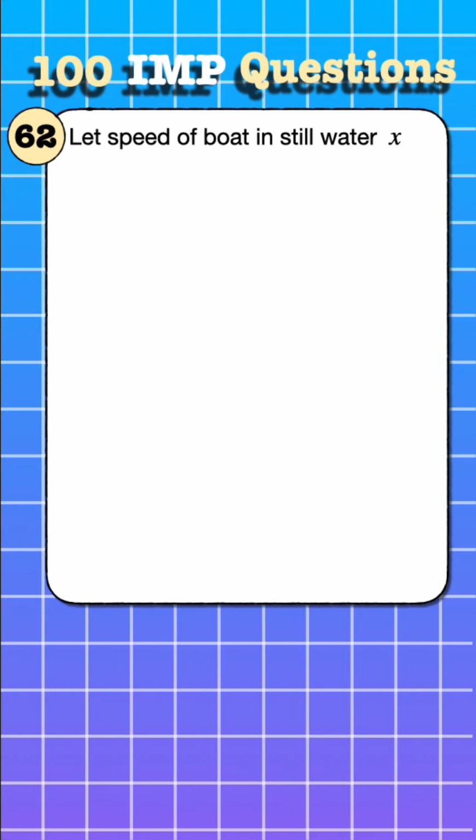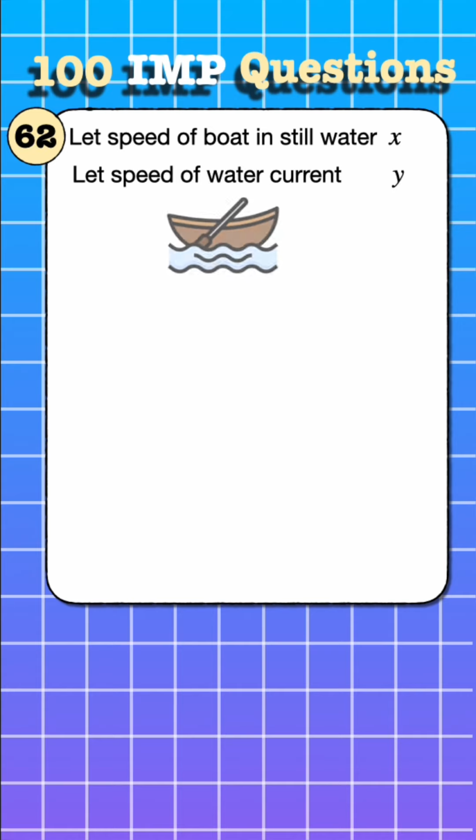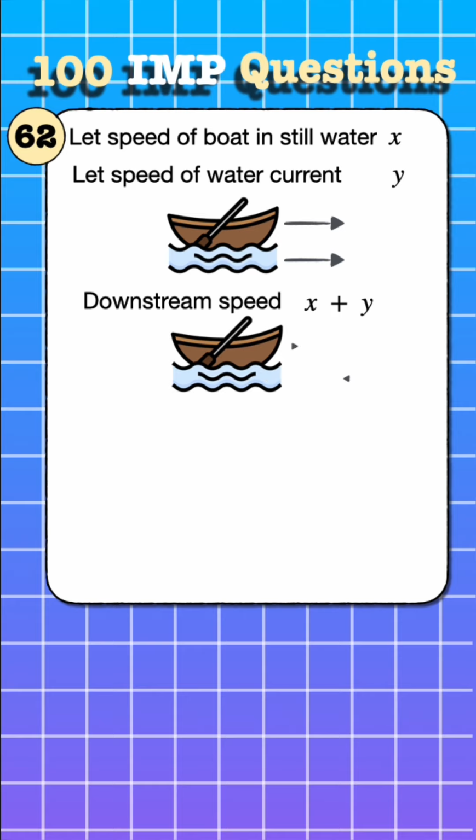So let's start. Let's assume that the speed of the boat in still water is x and the speed of the water is y. Now understand, downstream means when the boat and water are going in the same direction. When they go in the same direction, their speeds get added. So downstream speed will be x plus y. Upstream, they are going in opposite directions, so the difference of their speeds applies. So upstream speed will be boat speed minus water speed, x minus y.